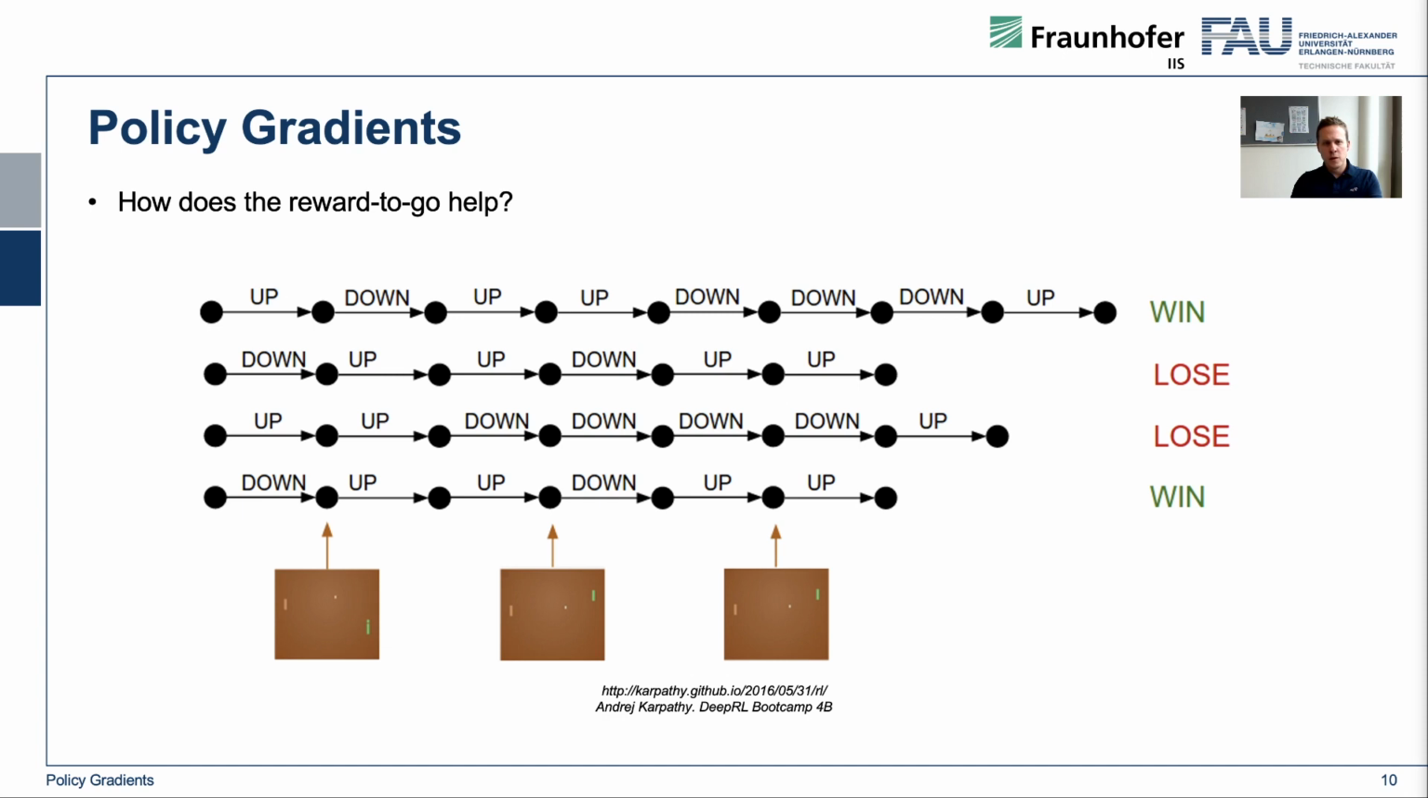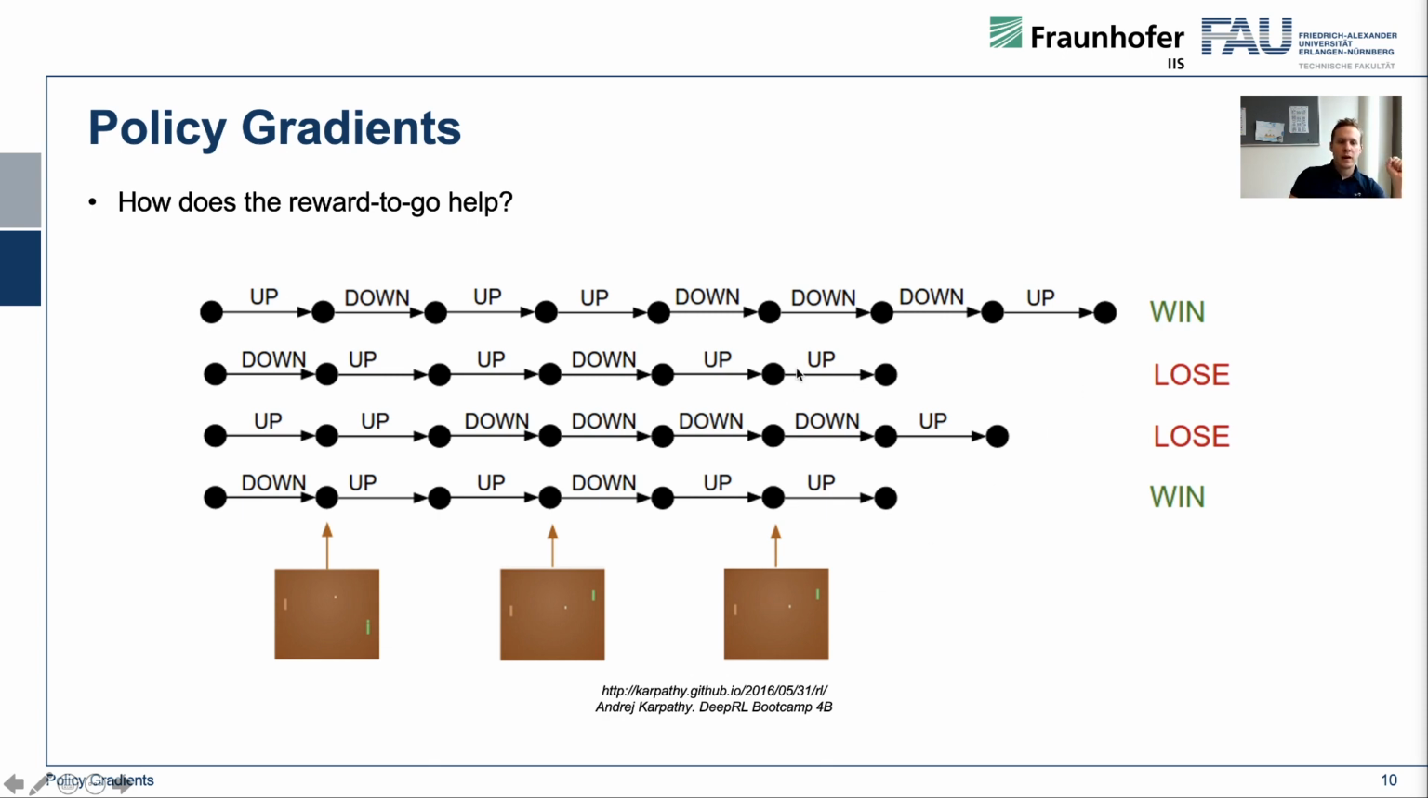And one more thing to do on this. This is also a nice visualization of Andrej Karpathy, where it also shows why the reward to go helps. If you see limited experience of 4 trajectories in this case, and the question is, if you want to increase the probability of certain actions at certain states, what you will see is it doesn't make sense.